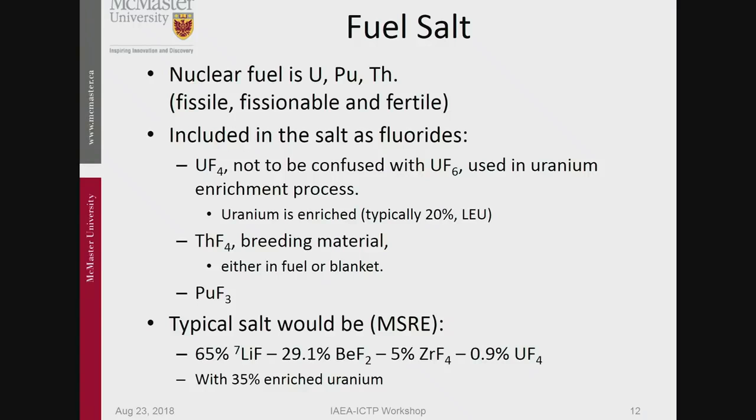And then lastly, you have the plutonium, which also has only 3 fluorines instead of 4 here. And so a typical salt, and this is not just typical, but it is the salt of the molten salt reactor experiment, would be 65% lithium-7 fluoride, 29.1% beryllium fluoride, 5% zirconium fluoride, and 0.9% UF4 enriched to 35%. Okay, so here it is 35% enriched, not 20, but 35 is a bit much these days. Don't like that so much anymore.